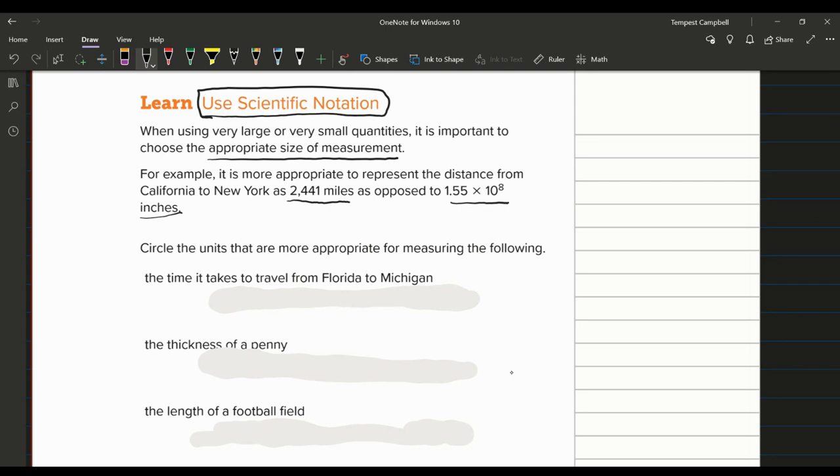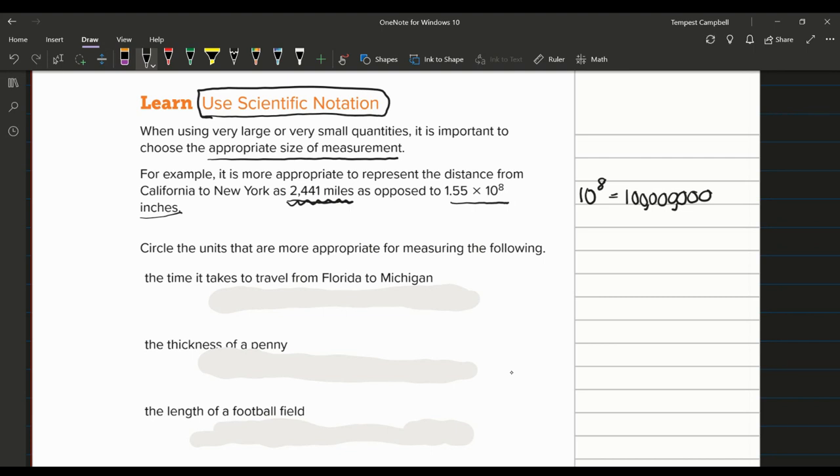Oh my goodness. 10 to the power of 8. That tells me I have 8 zeros. So 1, 2, 3, 4, 5, 6, 7, 8. So 1, 2, 3, comma, 1, 2, 3, comma. So that is almost 100 million inches. That's crazy. We normally talk about it in miles.